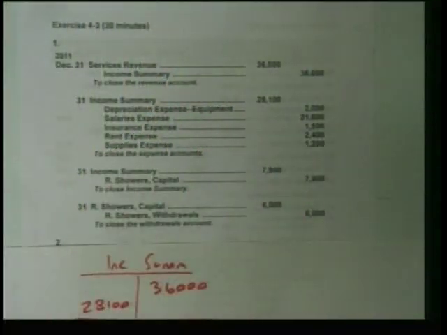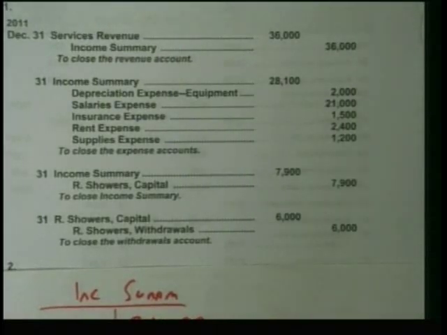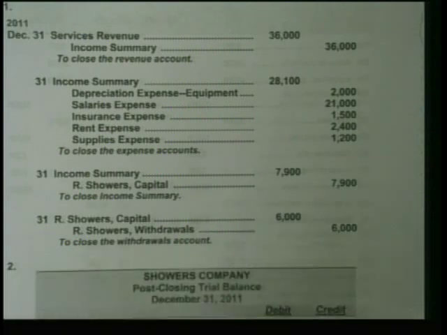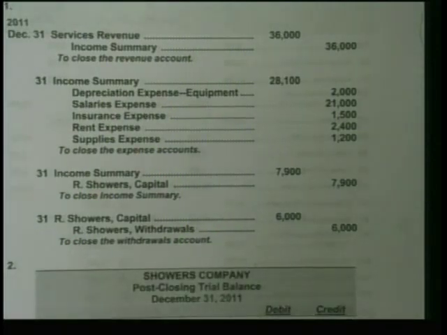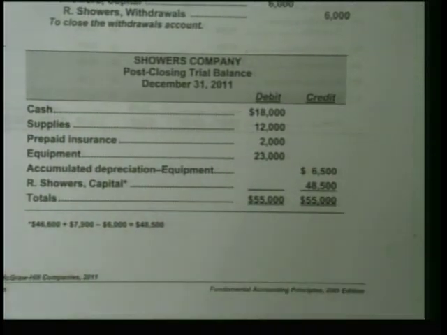Awesome. And then, of course, that final closing entry is to close withdrawals. All right? Final closing entry is to close withdrawals. Withdrawals is a debit balance account, thus we credit it. All right? Then they want you to do a post-closing trial balance. Okay? A post-closing trial balance. Now, again, the only purpose of that is so that you look at it and make sure there are not any temporary accounts that have balances.